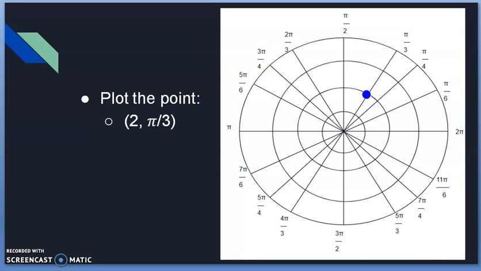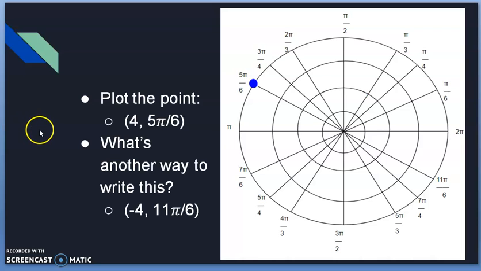So let's begin graphing and just understanding how this works. We're asked to plot the point (2, π/3). Well, this graph has the x and y axes scaled by 1, so we'll move out 2 spots and then turn to the angle π/3. That's simple.